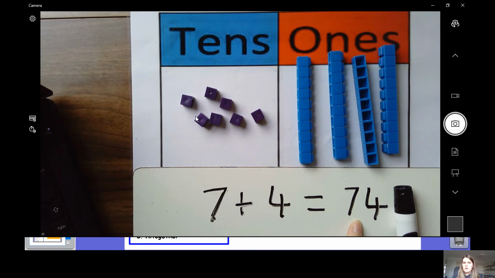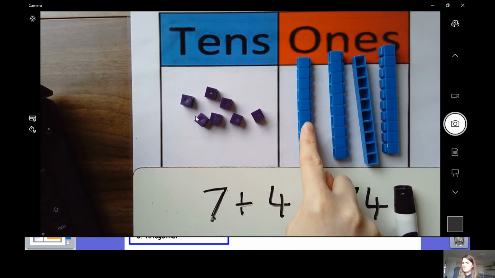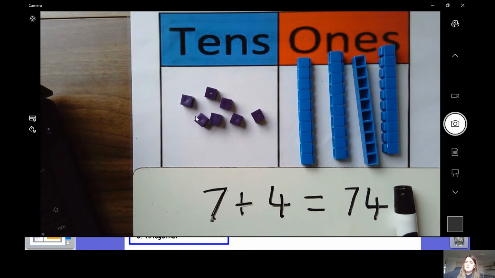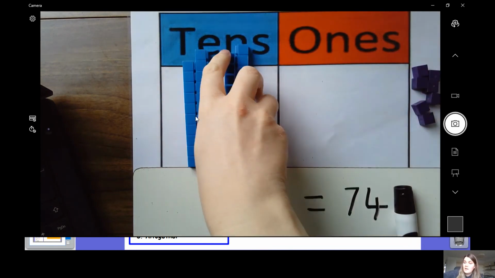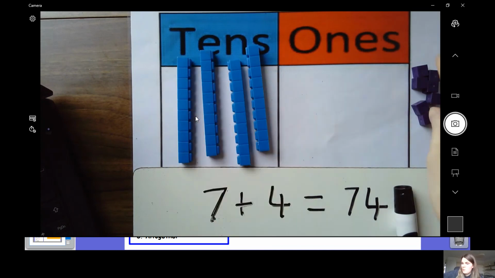I didn't put them in the right column. Oh dear. So this should be 47, but I've managed to get 74. Ah, thank you. My 7 should be over here and my 4 should be over here. Well done.